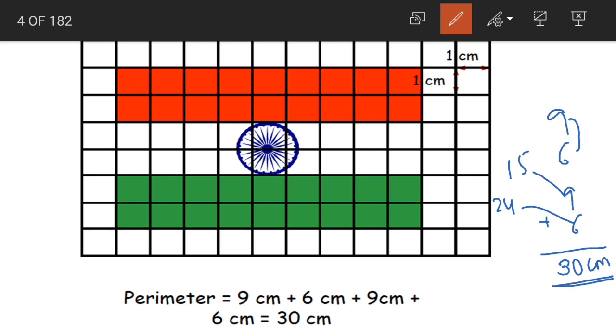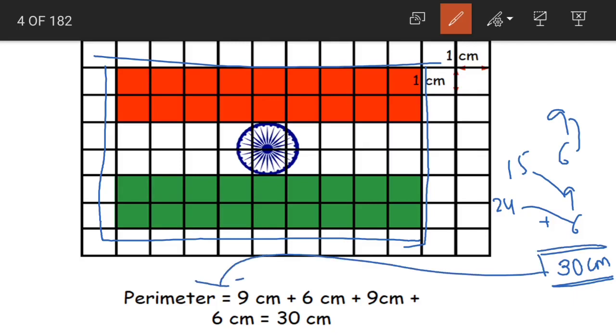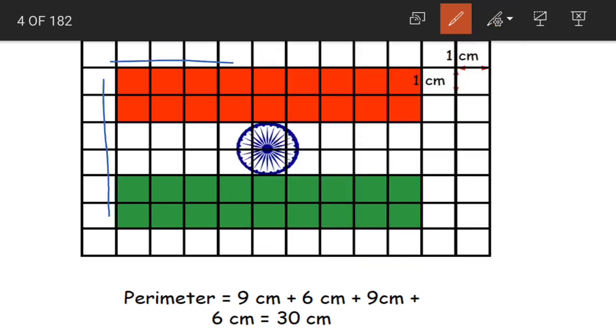centimeters. The total perimeter. Perimeter means the total boundary area. The total boundary area of the flag is our 30 centimeters. That is nothing but perimeter. So what do you understand from this? The perimeter is the boundary area of the given figure. And how do we find out the perimeter, children? We just have to add the lengths of the given sides.